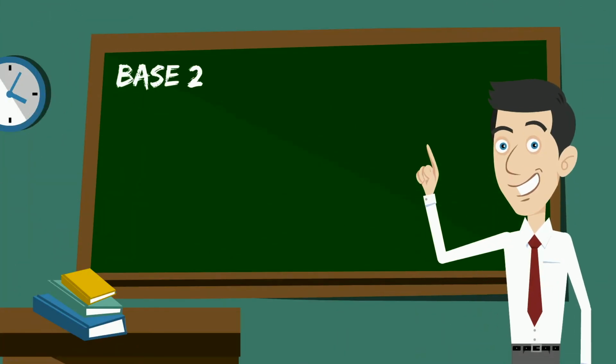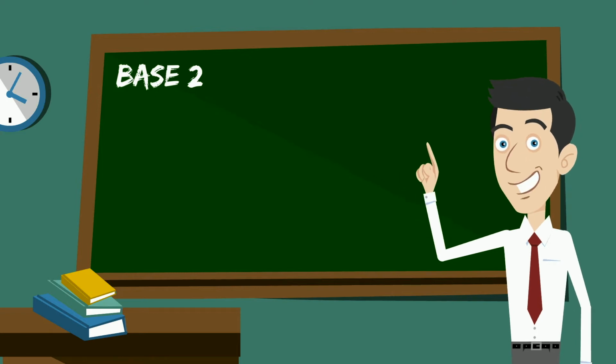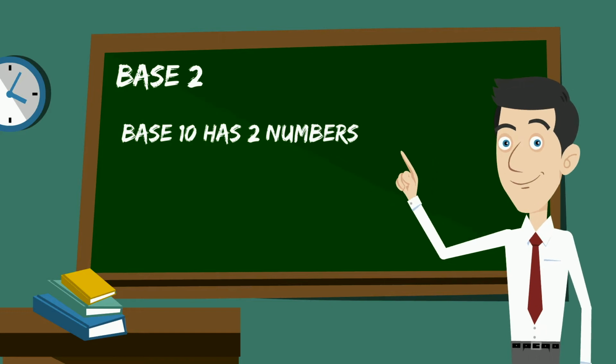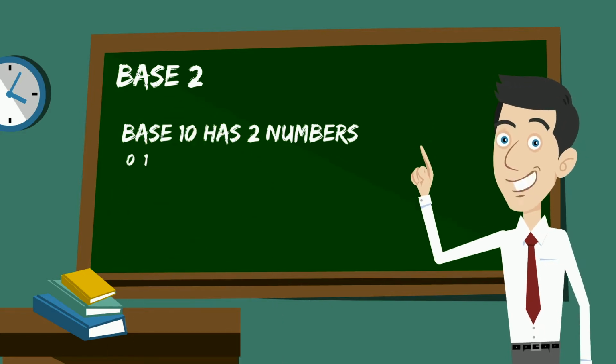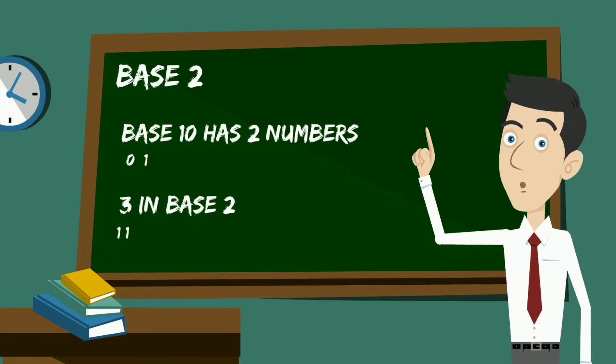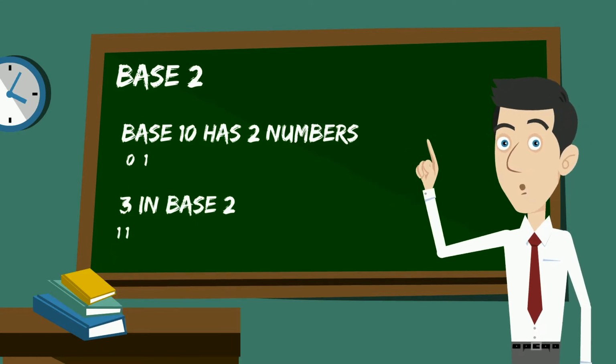Today, we are going to look at some number bases. We will first look at base 2. In this base, there are only two numbers, 0 and 1. So, to represent 3 in base 2, we need to reuse some of the 0 or 1. In this case, it is actually 11.